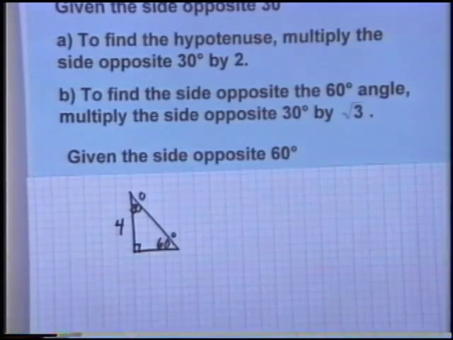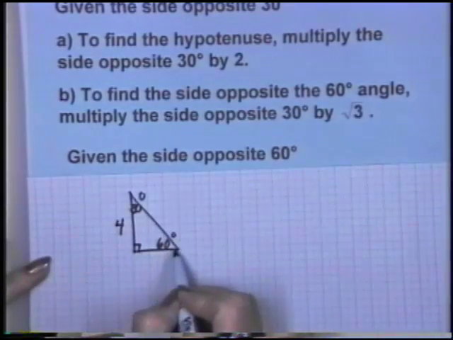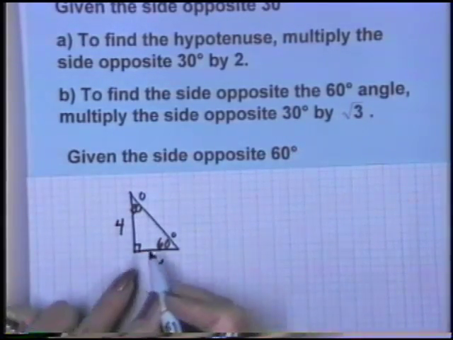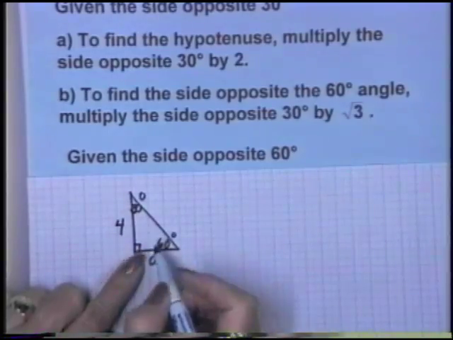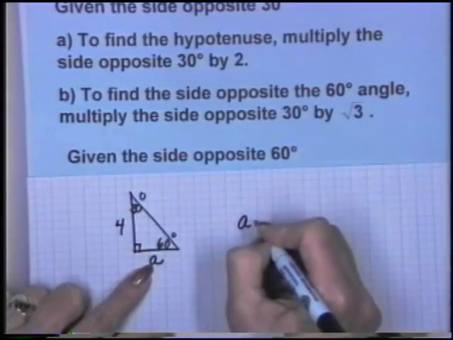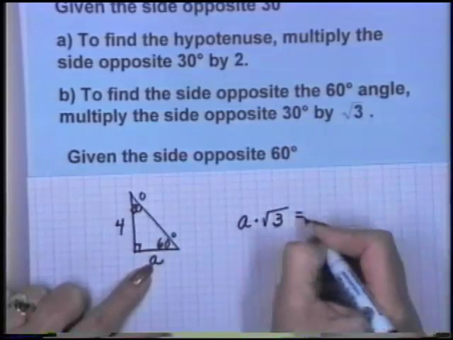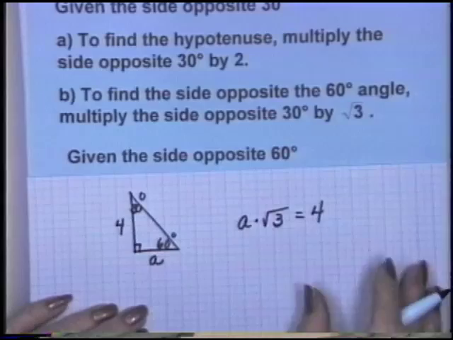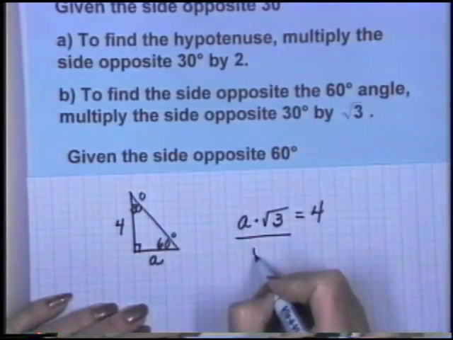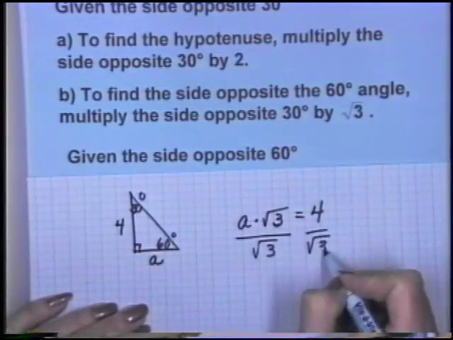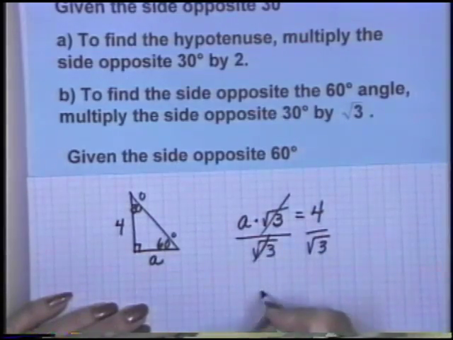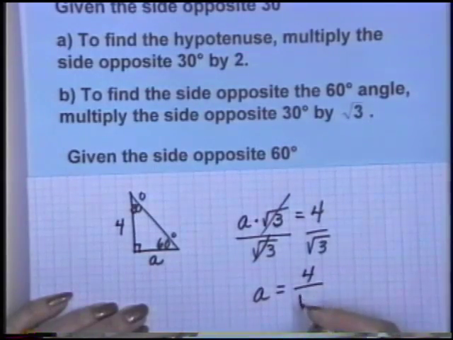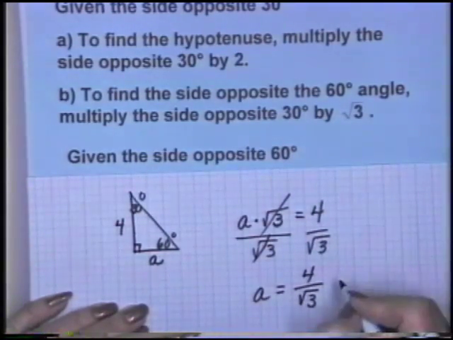Well, what I do is I set up an algebraic equation. I know that this side, which I will call side A or leg A, that's across from the 30, if I take A and multiply it by the square root of 3, I'm going to get the side across from the 60. So to figure out what A is, I divide by the square root of 3. And so the leg across from the 30 equals 4 divided by the square root of 3.